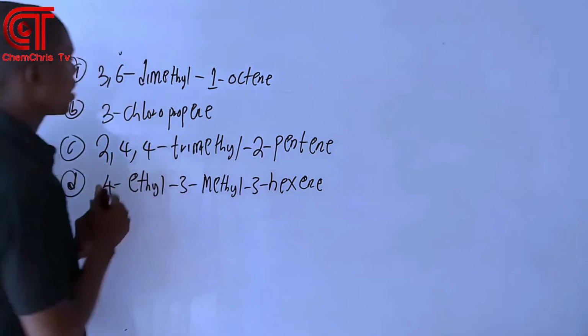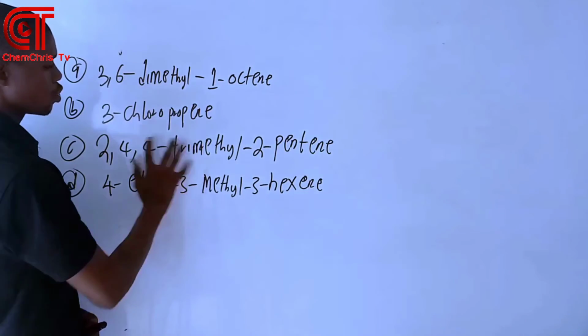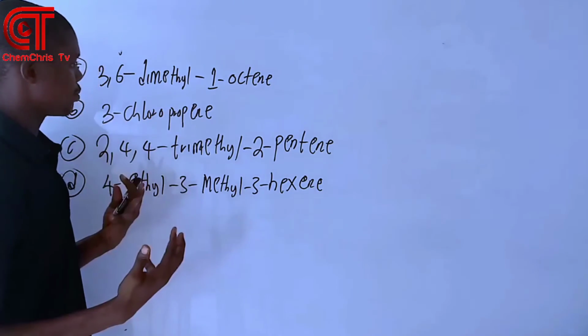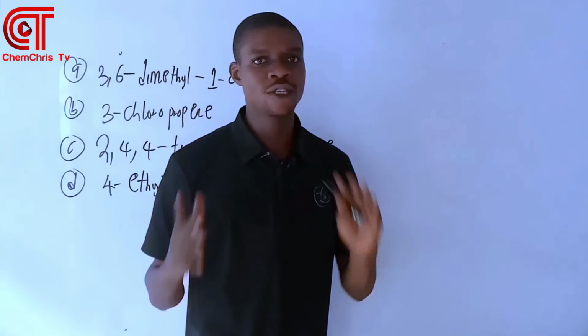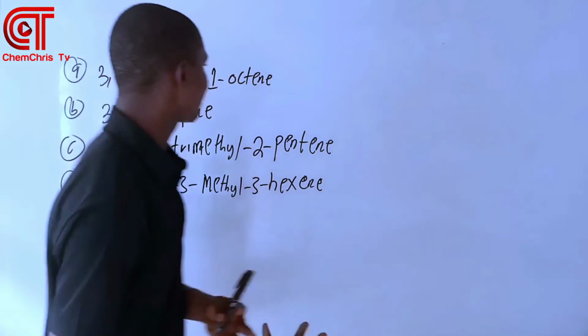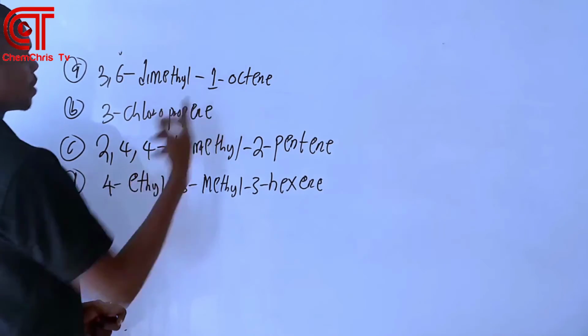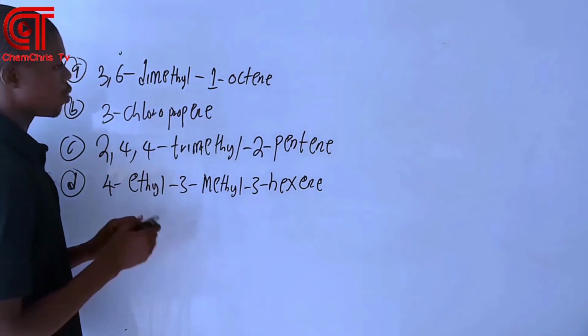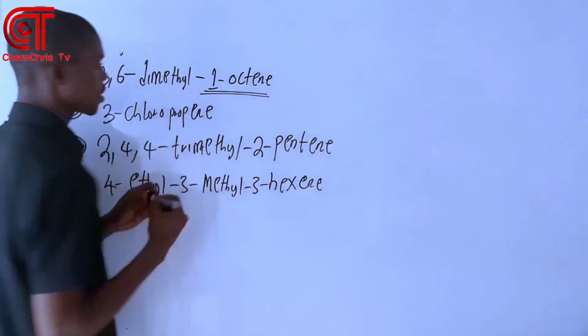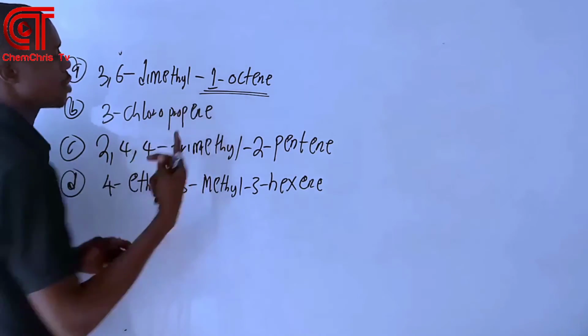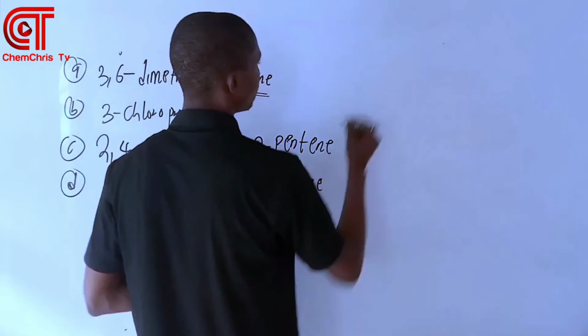So the next thing is that we are going to use this name here to get the structure of the molecule. Do you get that? So it's very easy. Just pay close attention. You understand? Here we have 2,6-dimethyl 1-octene. Now what we want to start with is the parent chain. 1-octene, oct means 8. So we're going to draw 8 carbon atoms.